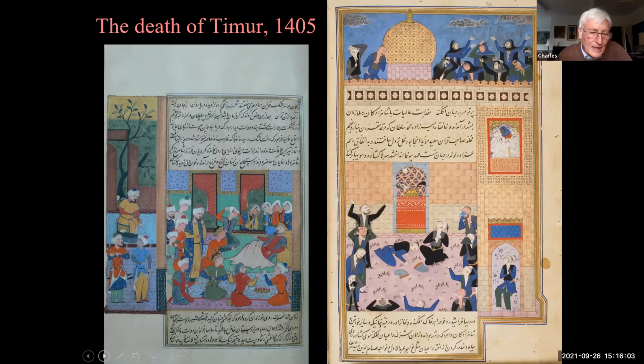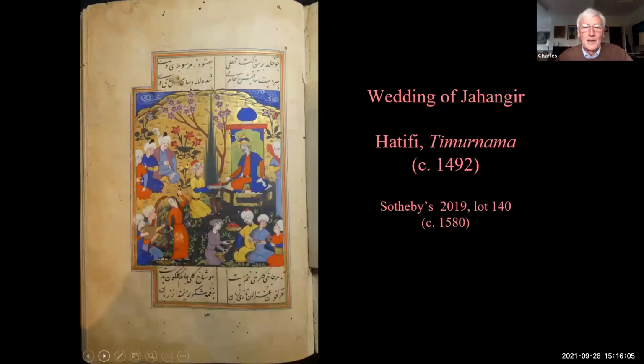Well, just to finalize, I mentioned this poem, Hatifi's Timur Nama, and I've got 4 images quickly to follow because they show the same subject being illustrated. So this is Jahangir's wedding. That's the eldest son of Timur, who died before Timur and was very much lamented by him. This was a relatively nice manuscript that came up at Sotheby's a couple of years ago. It's got rather spoiled. You can see there's some tarnish there, but essentially, it's quite nice.